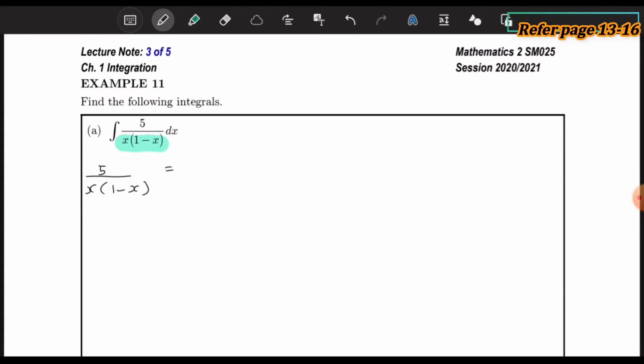Okay, we go to partial fraction. So, we write A over x because x is a linear plus B over 1 minus x. Next, we equate the denominator. So, we have 5 equal to A times 1 minus x plus B times x. And after this, you can choose either you want to use a substitution method or elimination method. Sorry, substitution method, or maybe you can compare. Okay? For now, I want to use substitution method.